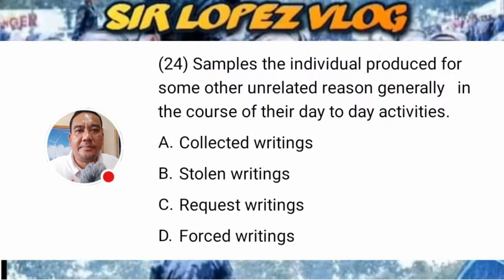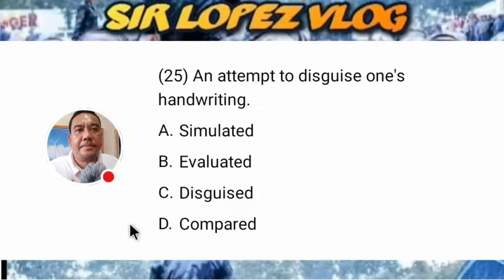Okay, 25. An attempt to disguise one's handwriting. A. Simulated. B. Evaluated. C. Disguised. Or D. Compared.